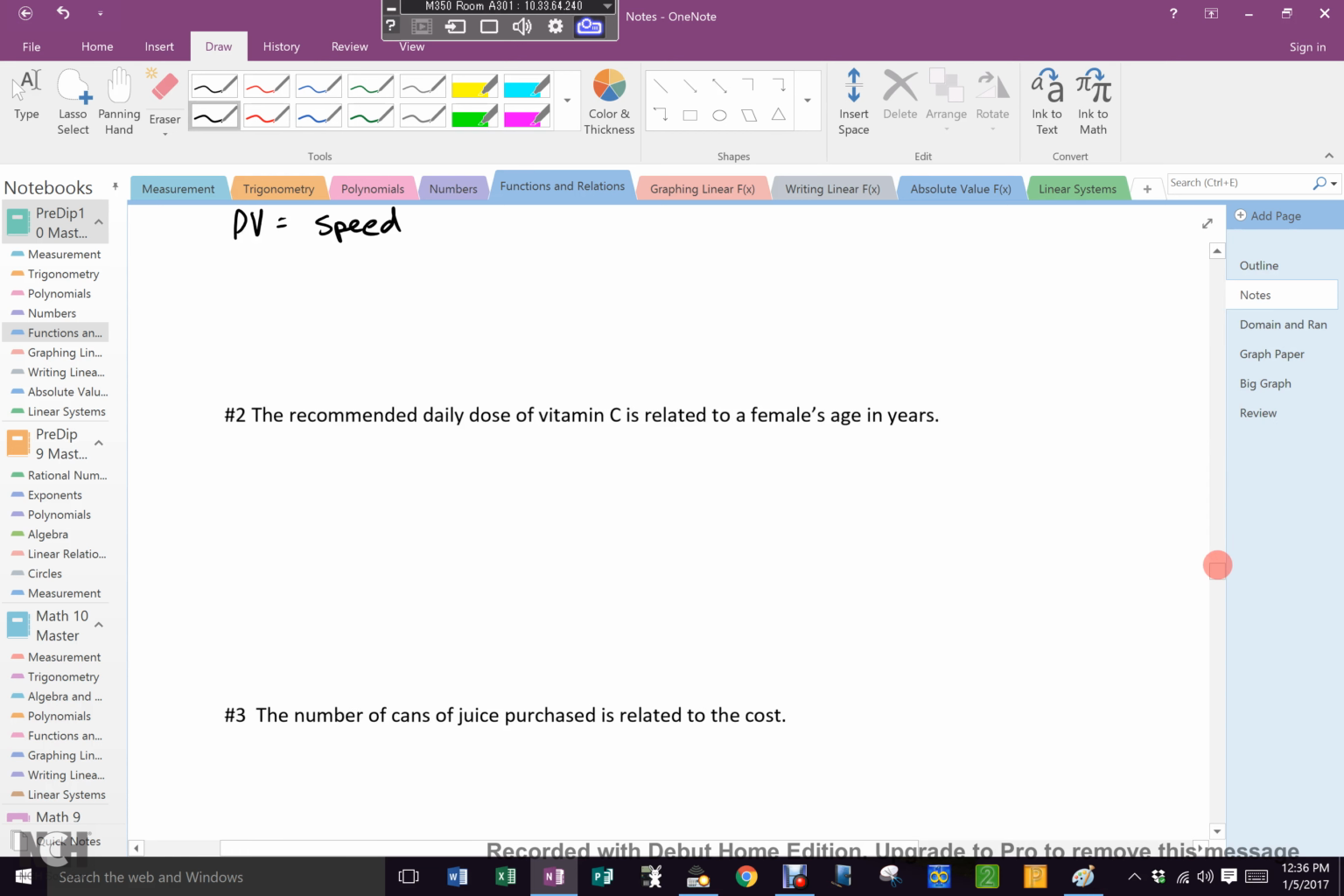The recommended daily dose of vitamin C is related to a female's age in years. IV, DV. IV is age. Absolutely right. Why? It also depends that I have an age, don't I? Do I have lady balls? No. Okay? All right. So my DV is my vitamin.